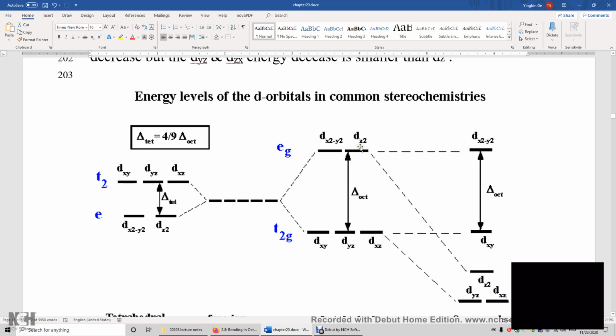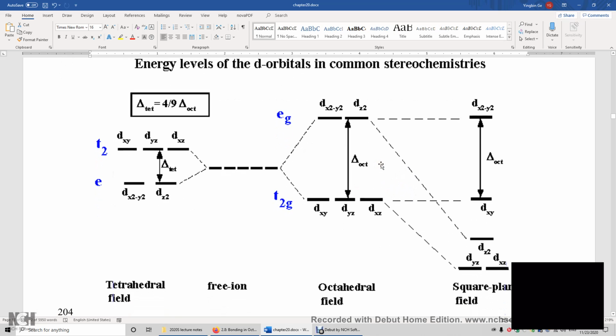These two orbitals are 0.6 delta O above the barycenter. These three are 0.4 delta O below the barycenter. And the barycenter is just the average. Now let's remove the two negative charges along the z direction. That will dramatically reduce the energy of the dz squared orbital all the way down here. And then it's going to also decrease the energies of the dyz and dxz orbitals. So down here.